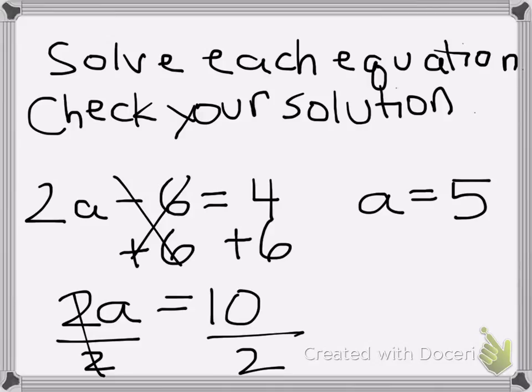Now if I were to check, I'd just plug it back into a and see if one side equals the other, which 2 times 5 would be 10. 10 minus 6 is 4, so that would be correct.